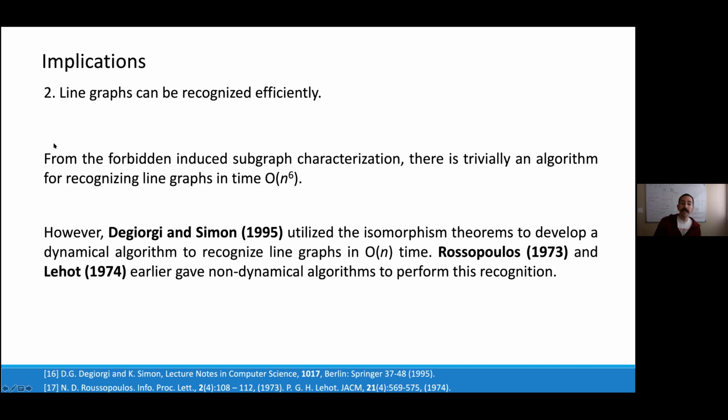Another implication, and I alluded to this already, is that line graphs can be recognized efficiently. Because of the forbidden subgraph characterization, there's a trivial algorithm that just enumerates everything and checks by brute force. But there are fast order n time algorithms that are basically optimal for recognizing them. So what this means is that if you're given a specific Hamiltonian written out in a specific Pauli basis, you can check in linear time whether or not there exists a free fermion solution, even for something that's seemingly rather complicated.